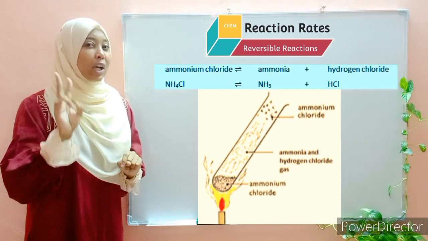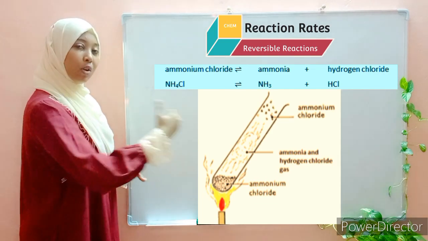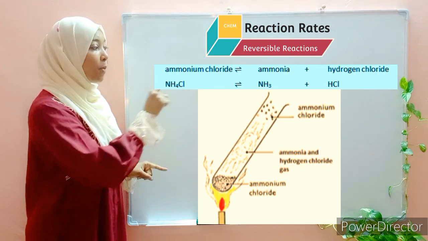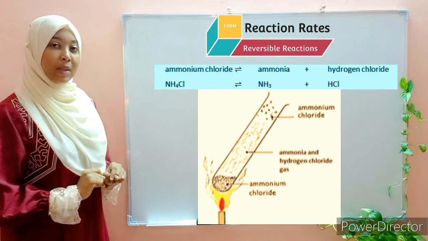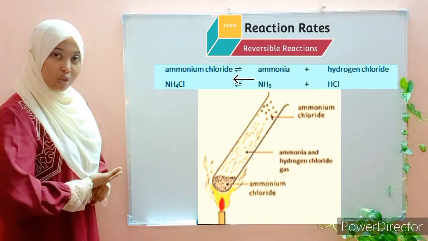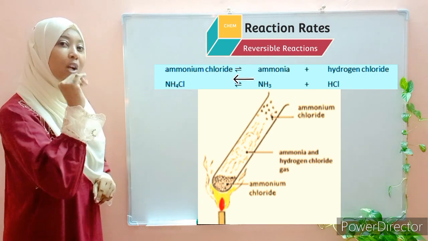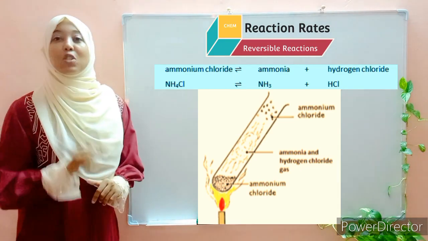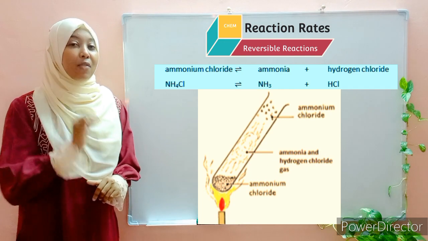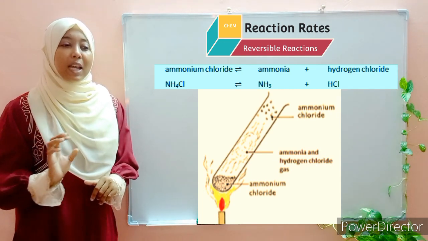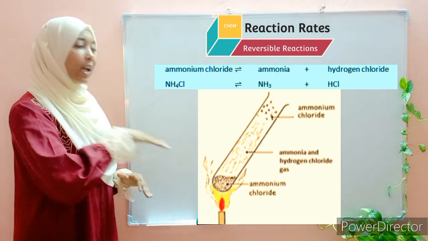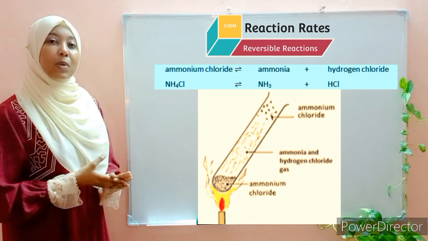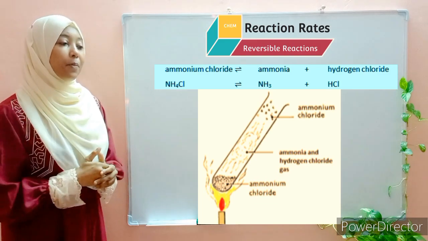So we have two reactions taking place. We have the forward reaction, whereby ammonium chloride is dissociating to form ammonia gas and hydrogen chloride. We also have the backward reaction, where these two gases are recombining with one another to form the ammonium chloride. So this is an example of a reversible chemical reaction. It can occur in either direction, either the forward direction or the backward direction, depending on the conditions present. In this case, it's temperature.